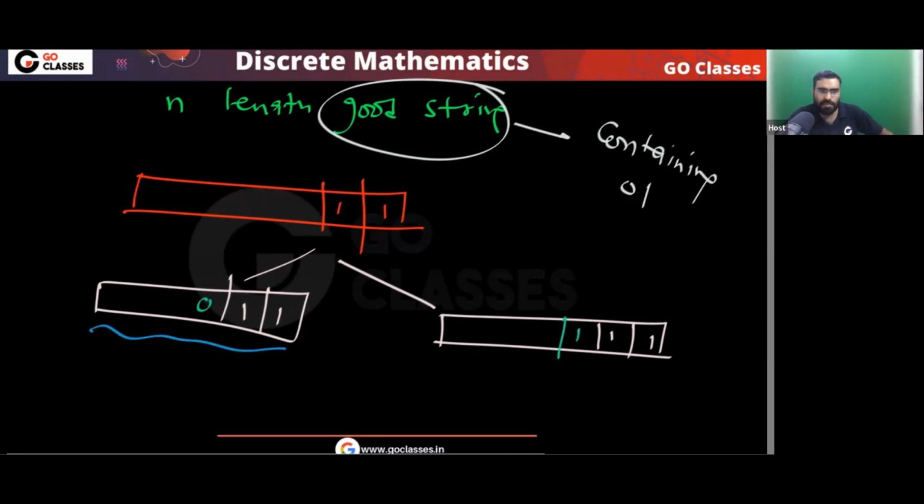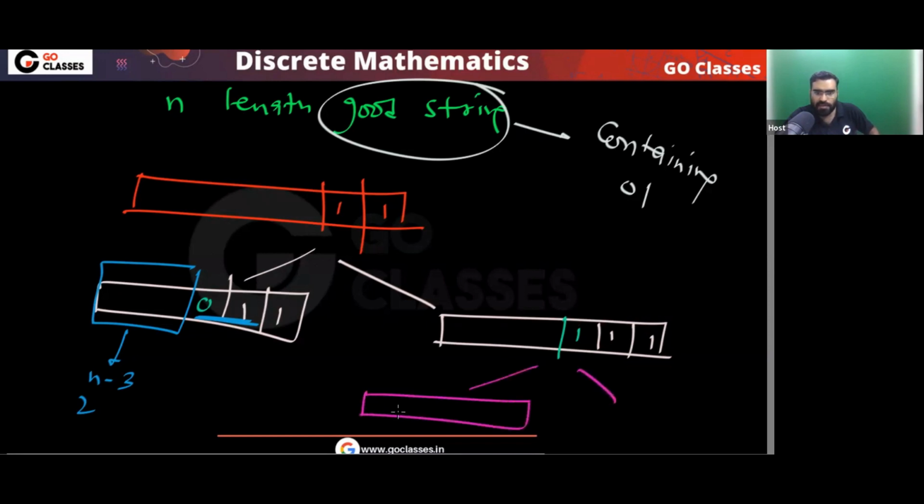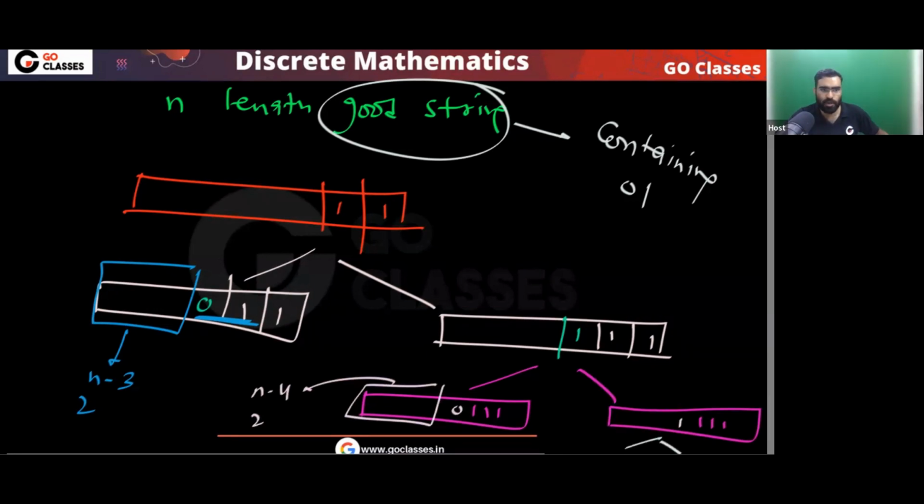If you have 0, how many ways? Now here you can put anything, so 2 power n minus 3. And when you have 1 here, again the same story will continue. Agree with me? Here you will have 2 power n minus 4, and here also the same story will continue. Are you getting this point? Isn't this interesting? I hope you are understanding this question.